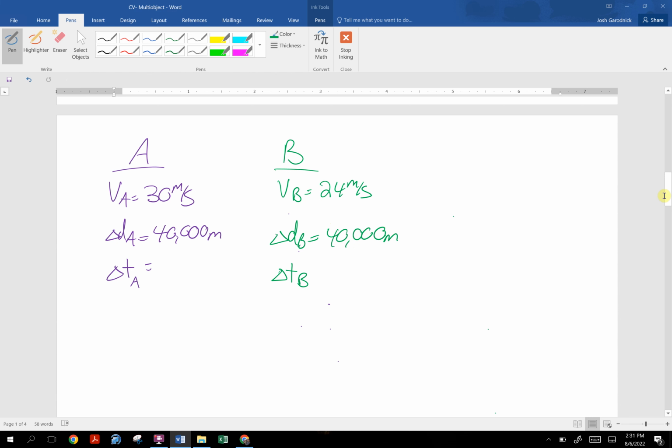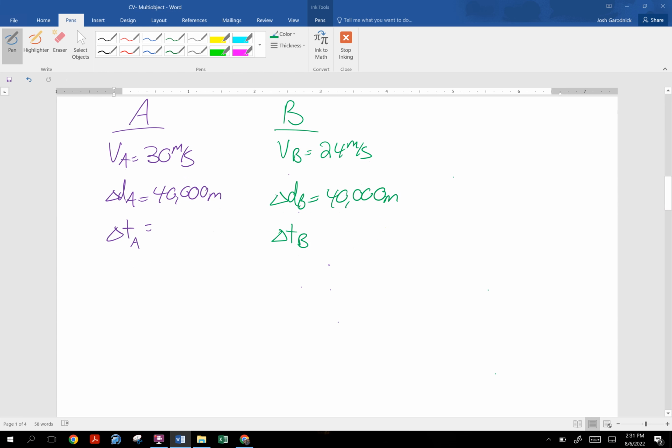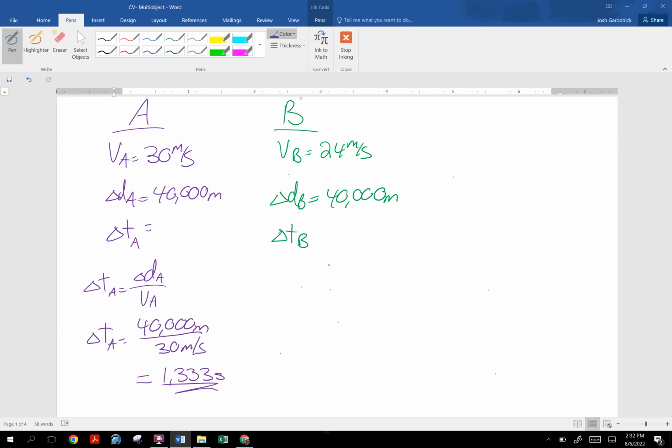Should be pretty clear because right now at this point in the year we only have one expression with 3 variables, and in each case you are missing one of the variables. So the time is distance over velocity. I had to think about that for a second, and I feel bad because I should know better. So 40,000 meters divided by 30 meters per second gives us a time of 1,333 seconds.